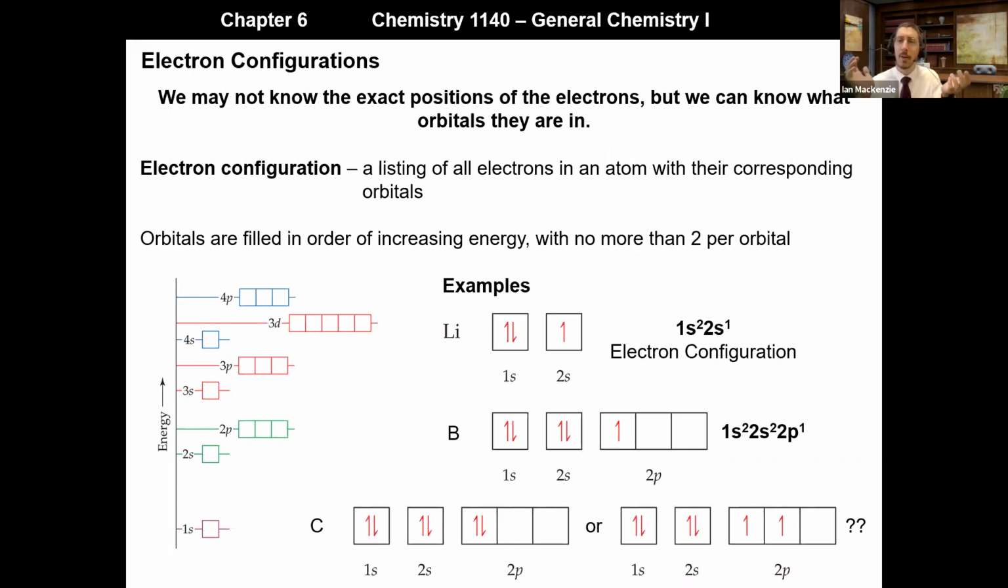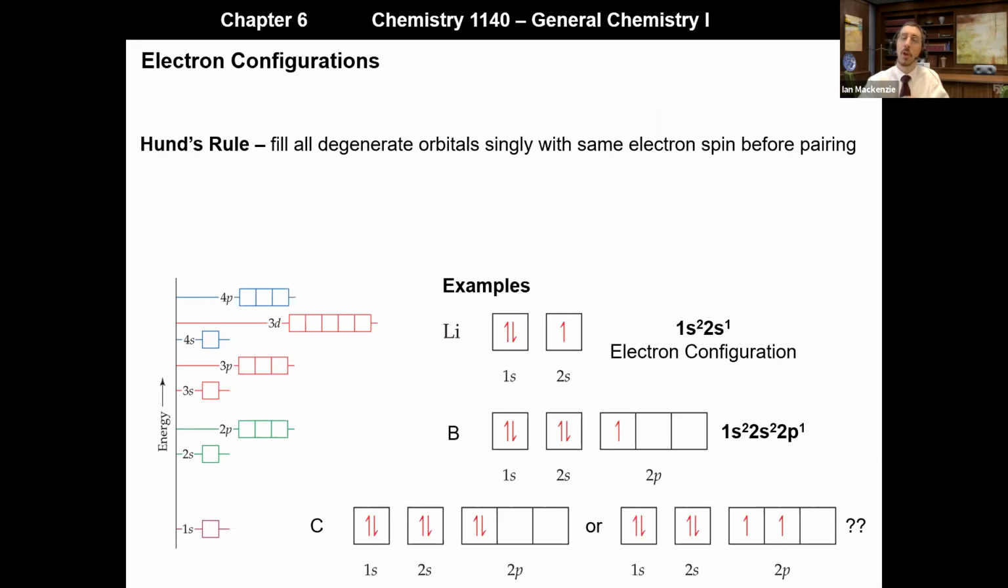And which way do I do it, and how would I know? Well, this is where we come to a rule that's known as Hund's rule, and it simply states that we fill all degenerate orbitals, so ones of equal energy, singly with 1 electron. We fill them with the same spin. So when we put those electrons in, they all have to have the same spin as we're putting 1 electron in each of those orbitals.